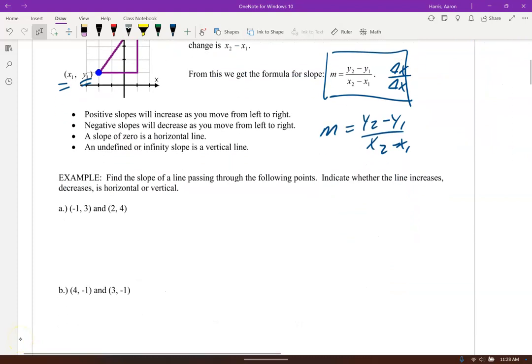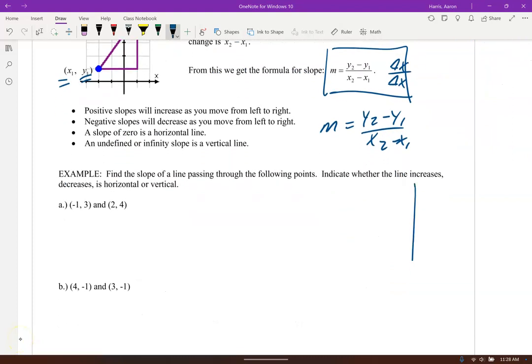Let's go ahead and use the slope formula for these 2 points. I've got -1, 3, and I've got 2, 4. So you guys tell me right now, is that slope going to end up being positive, negative, 0, or undefined? It's positive. Good, goes up and to the right. Good. All right, let's go ahead and find what it actually is.